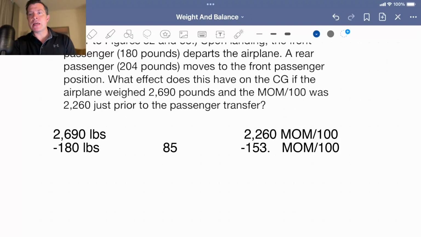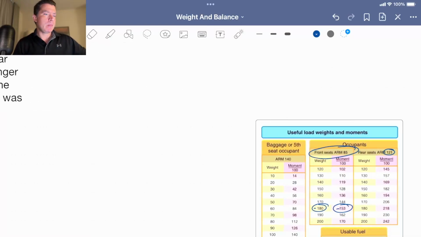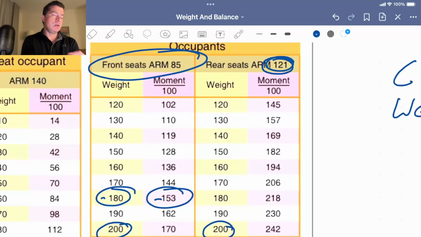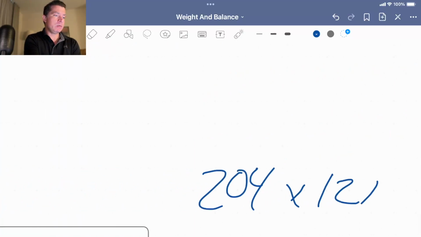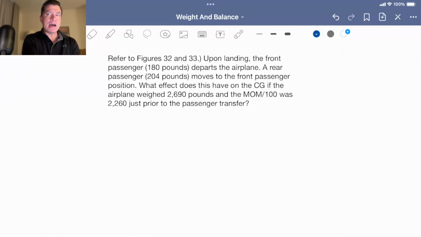Now you're going to do the same thing with the rear passenger. And when you go to your chart, you're going to see that there is no 204 either in the front or the back. So you'll have to calculate the moment using the arm. And the moment is weight times arm. So all you do is 204 times 121. That will give you your moment.